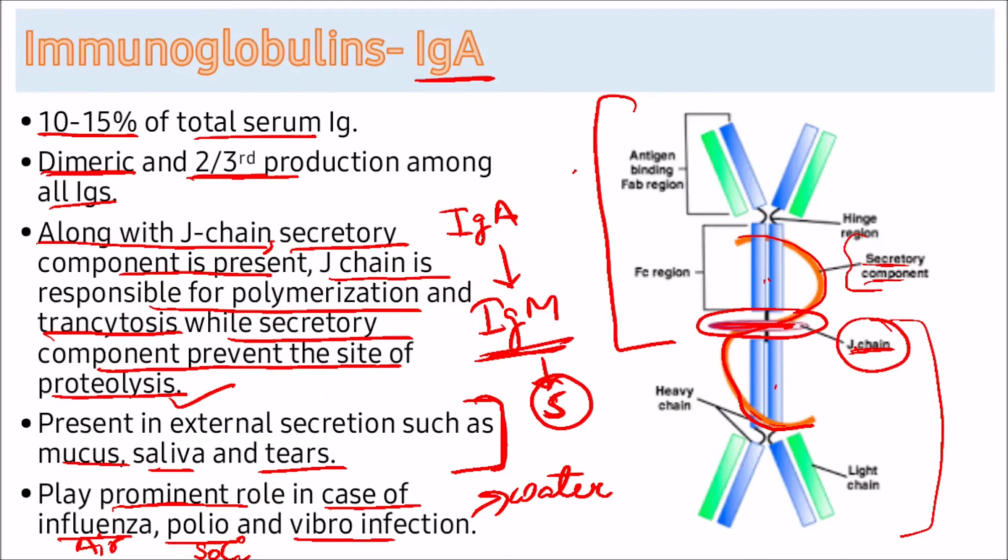Which of the following immunoglobulins is present in external secretion? That is IgA. And also the maximum production among all the Igs is approx 2/3 among all the Igs.